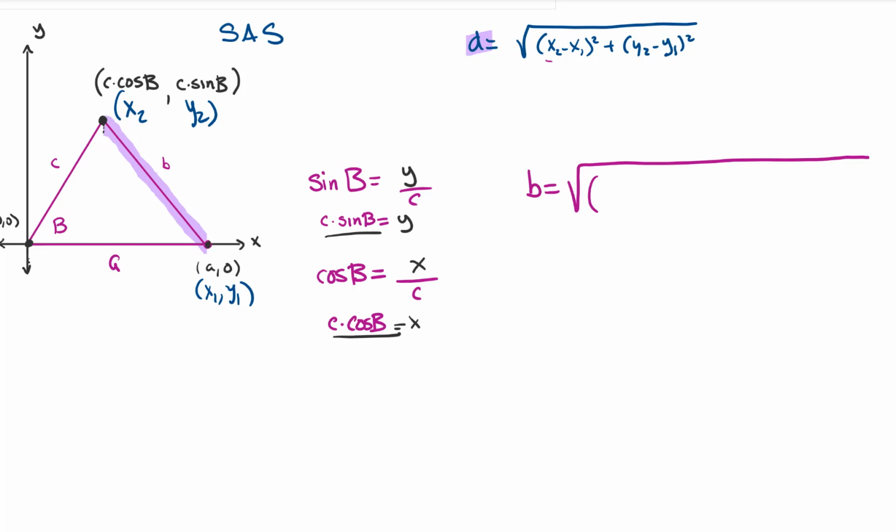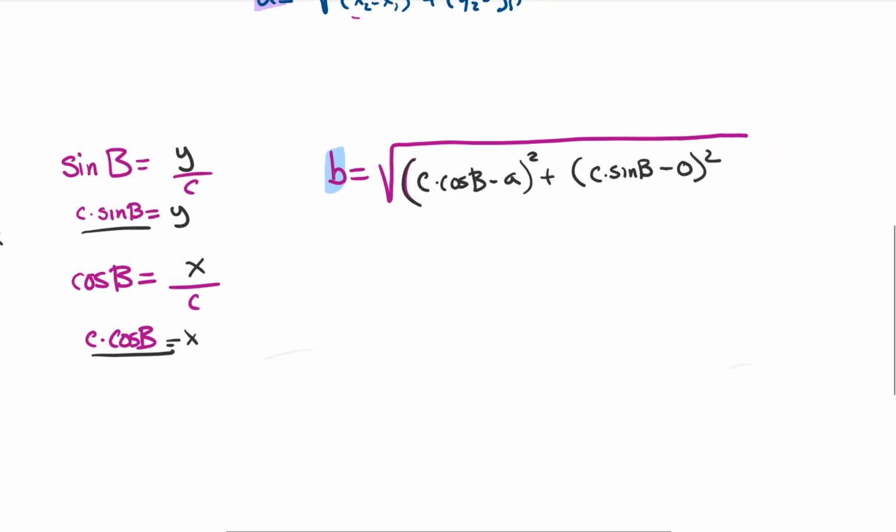So what does it say? x2, what's x2? That's c times cosine of b, minus, where's our x1? That's a. We square it, and then we add it to, all right, what's our y2? C times sine of b, minus our y1, that's 0, and we're going to square it up. Cool. We now have this value all in terms of this crap. And what's going to end up happening is through some fancy algebra, we're going to build the formula for the law of cosines. Let's get it.